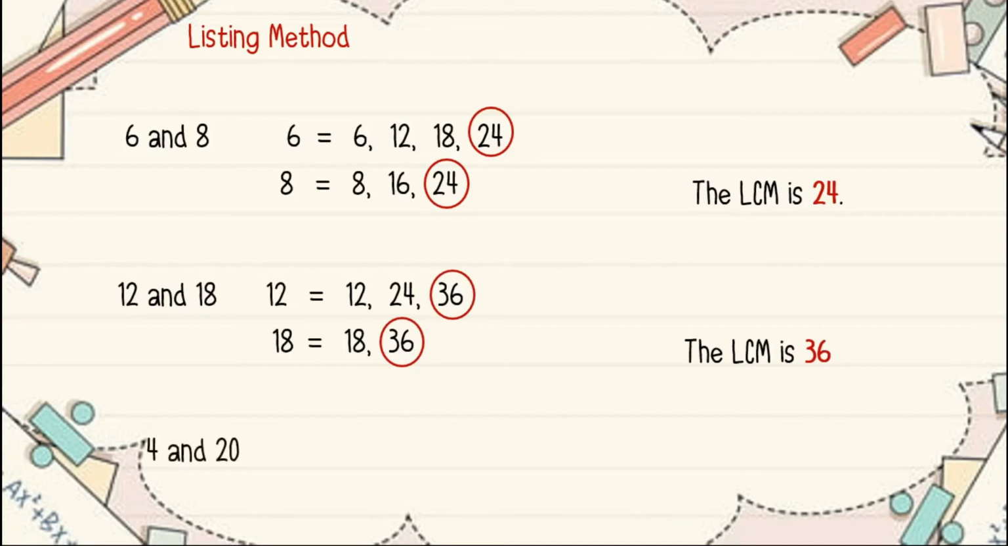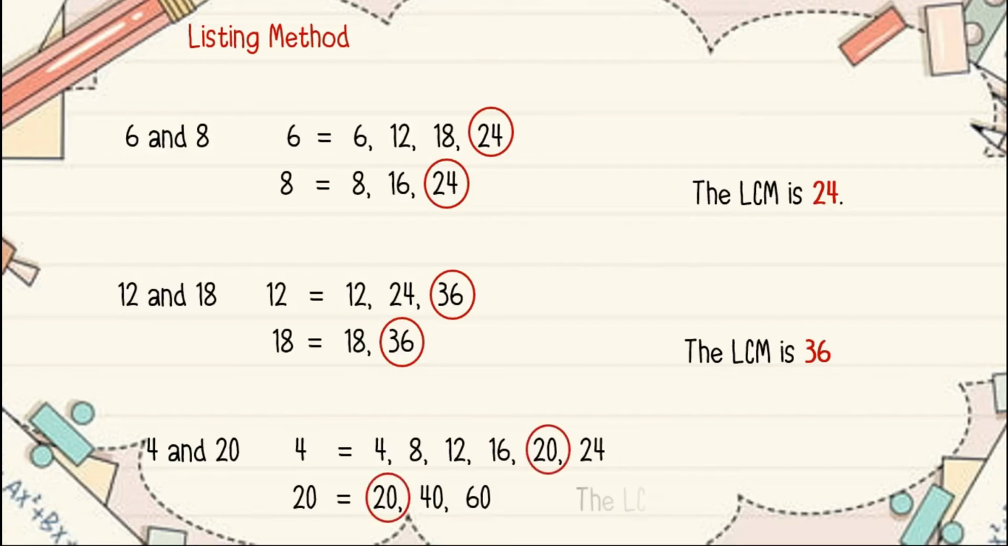Next example, 4 and 20. So I have here 4, 8, 12, 16, 20, and 24 as the multiples of 4. For 20, we have 20, 40, 60, and so on. As you can see, the first common multiple they have is 20. Therefore, the least common multiple of 4 and 20 is 20.